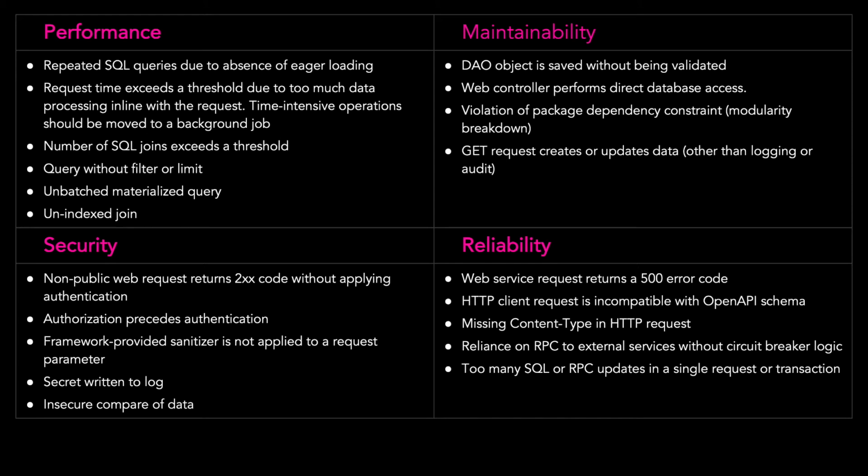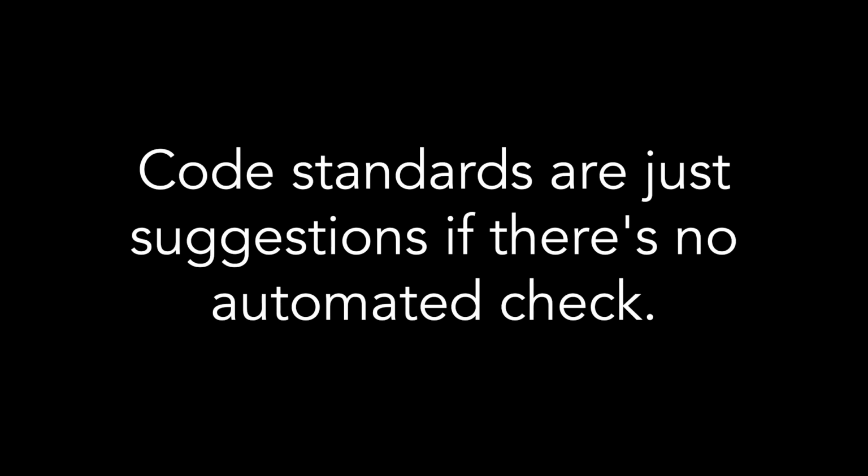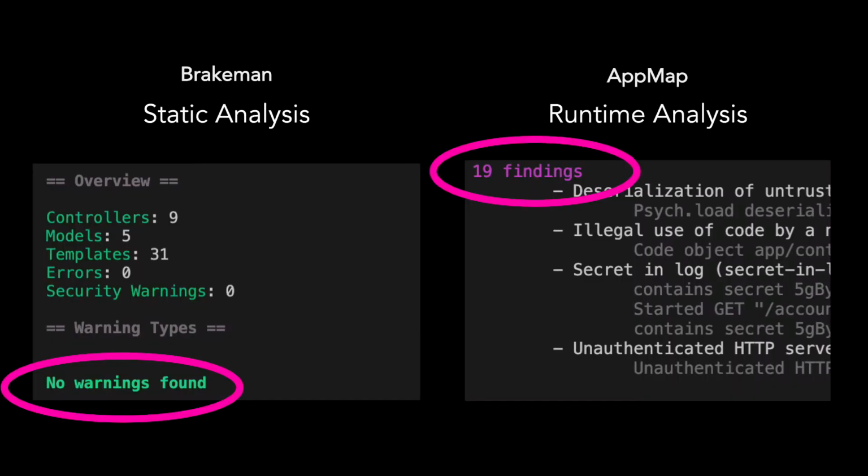Many of the rising problems with modern software development are commonly design flaws. Code standards exist to bring guidance to engineers, but without automated checks, these standards are just suggestions. Static analysis tools are unable to surface these issues. Only dynamic runtime code analysis can find these flaws and surface them to developers.